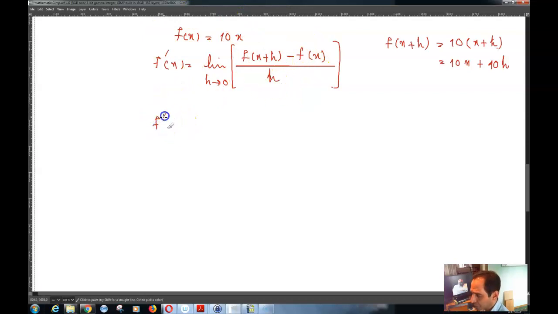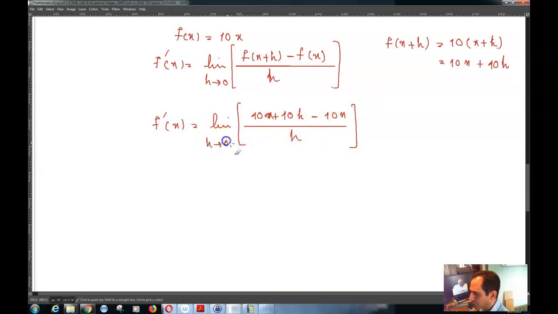So then f prime of x is equal to the limit of f of x plus h, which is equal to 10x plus 10h, minus f of x, which is equal to 10x, over h when h tends to 0. And so 10x and negative 10x you can cancel out, h and h you can cancel out, and you have the limit of basically 10 as h tends to 0, which is equal to 10.